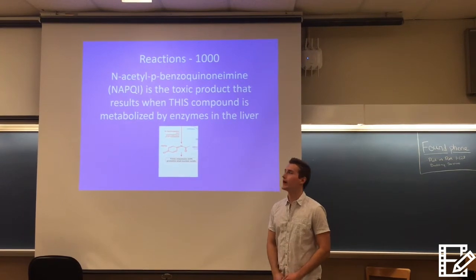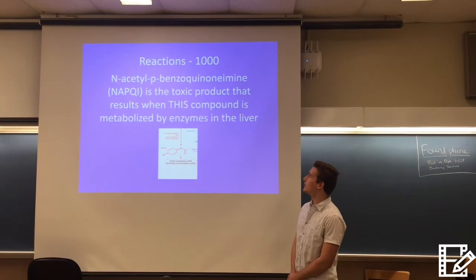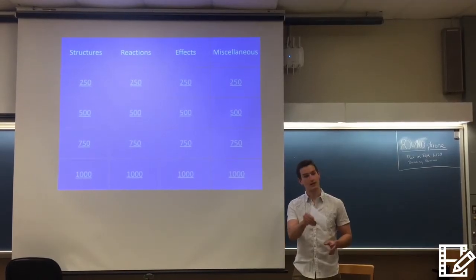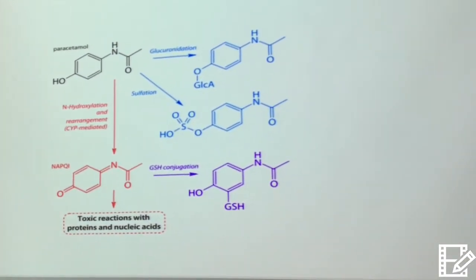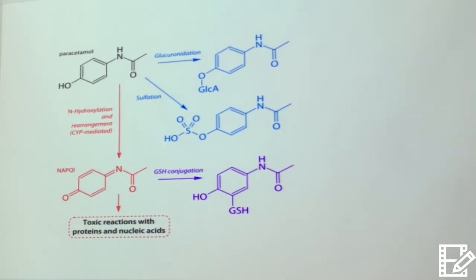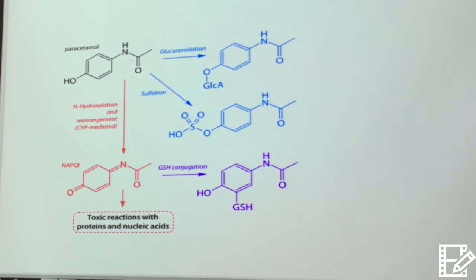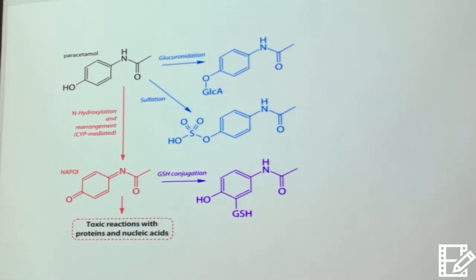Reactions for 1000. N-acetyl-p-benzoquinone imine is the toxic product that results when this compound is metabolized by enzymes in the liver. What is acetaminophen? That's correct. This is acetaminophen because N-acetyl-p-benzoquinone imine is similar in that it has a double bond and the alcohol group is replaced with a carbonyl group. I'll take miscellaneous for $250.